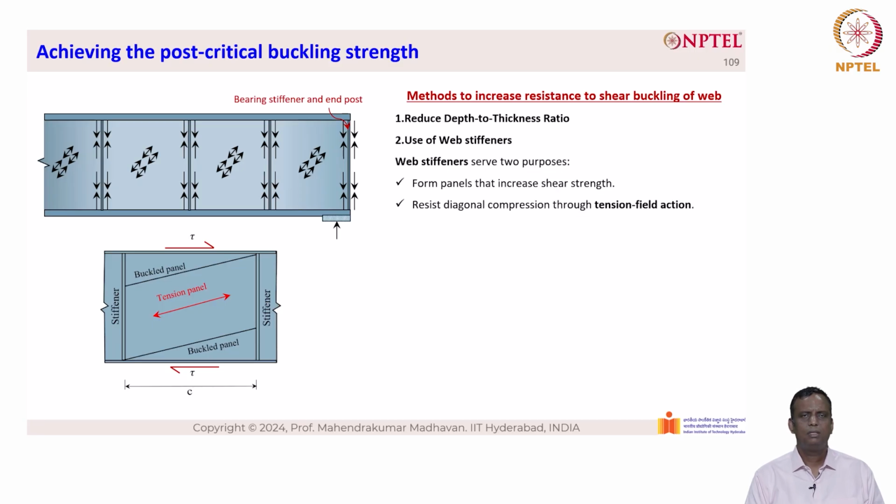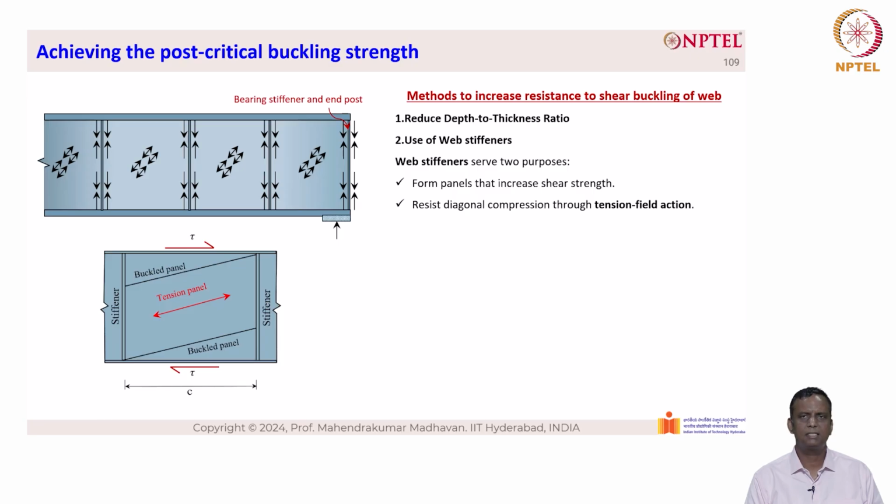Now let us look at the methods to increase the resistance to shear buckling of the web. There are several ways you can increase the resistance to shear buckling of the web. We can reduce the depth to thickness ratio, so the d/t ratio should be smaller, or we can use web stiffeners. The web stiffeners serve two purposes: form panels that increase the shear strength and resist diagonal compression through tension field action. Here I have to tell you that there are two types of stiffeners.